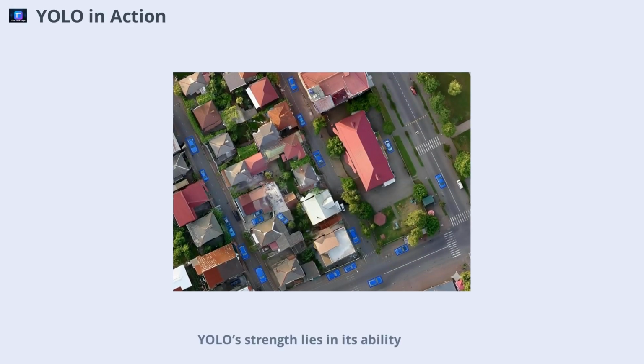YOLO's strength lies in its ability to detect and classify objects quickly. It's especially effective when you have large, well-labeled datasets. For example, in geospatial projects, YOLO can process millions of image tiles from massive orthomosaics, identifying objects like vehicles, tanks, or trees with ease. Its reliance on bounding box annotations makes it ideal for scenarios where precise object counts are crucial. When your data is clean and well organized, YOLO truly shines.